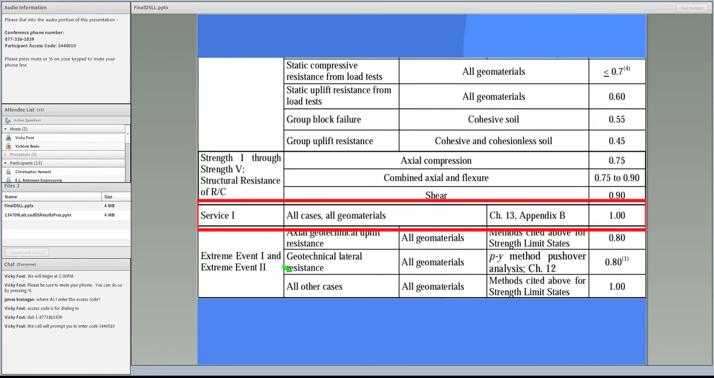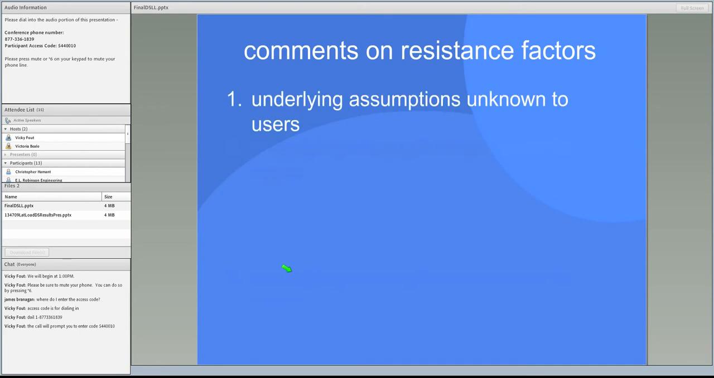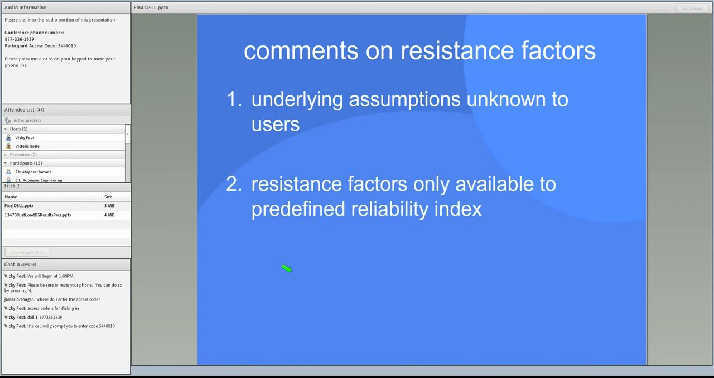So when you use the resistance factor, there are some disadvantages. The problem is that when you calibrate the resistance factor, the assumptions in the calibration process are almost unknown. People cannot make any adjustment on the resistance factor. They have to accept all these assumptions. And the code only gives you a few specific resistance factors that are only applicable to a few predefined reliability indices. For other reliability indices, you need to recalibrate the resistance factor. They are no longer applicable.